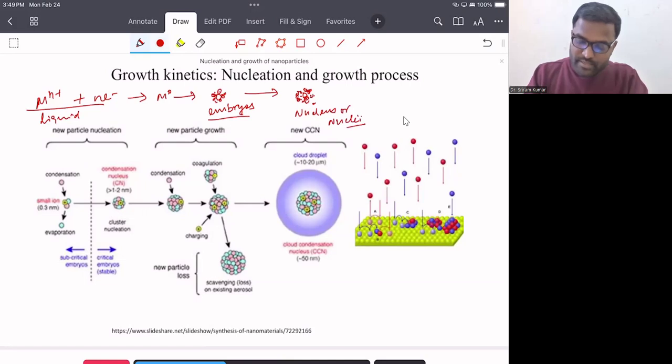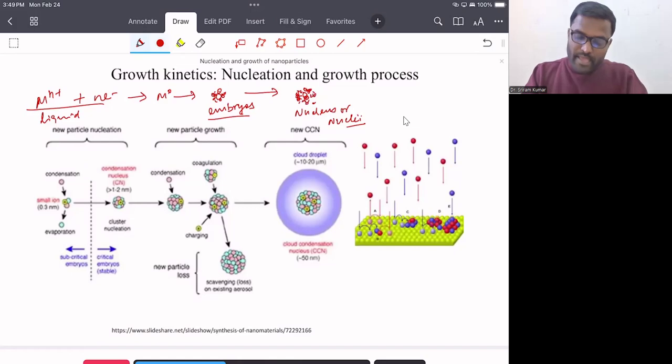So we need to understand here that the embryo always has a smaller size as compared to the nucleus. In other words, if the embryo reaches the critical size, R star, compared to the radius R here, if the size of the embryo becomes the critical size, then it becomes the nucleus.